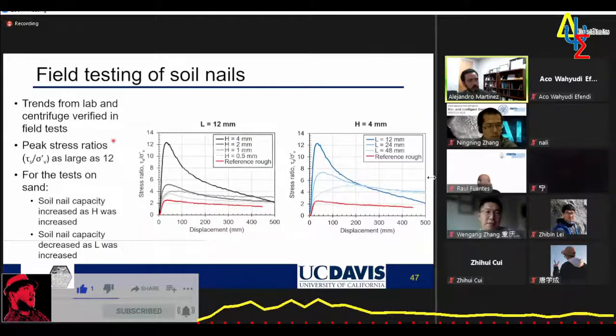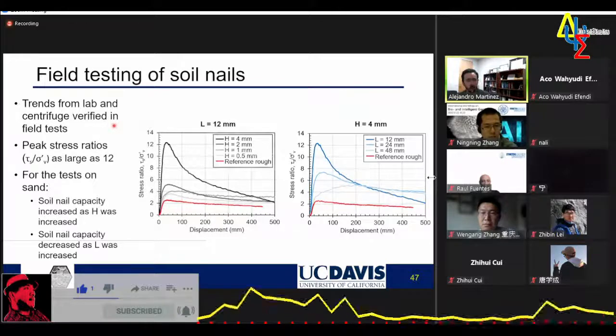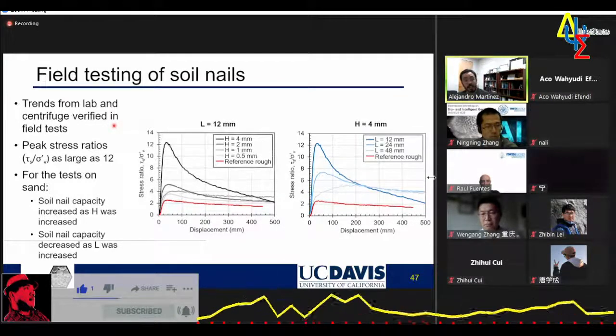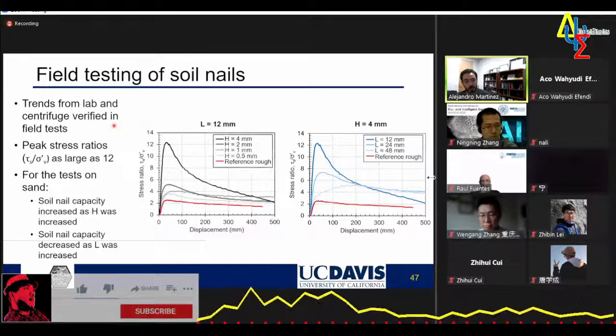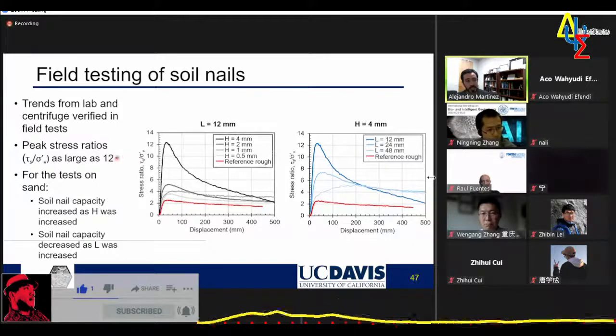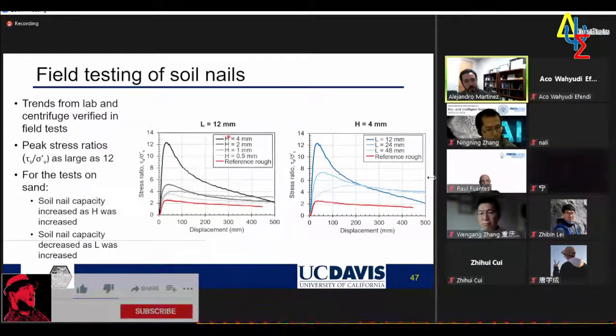Just to show some results, the trends actually matched those in the laboratory as well as those in the centrifuge, which means that the pullout was very high. The stress ratios were as high as 12. So these are very high values, particularly for the tall asperities of 4 millimeters, as shown here.